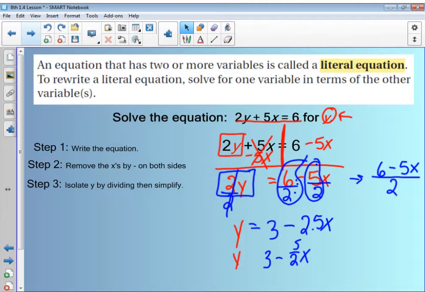So you have to be comfortable interchanging between those, because if it comes to a standardized test, you just have to be comfortable interchanging between fraction versus decimal. I will accept either, okay?